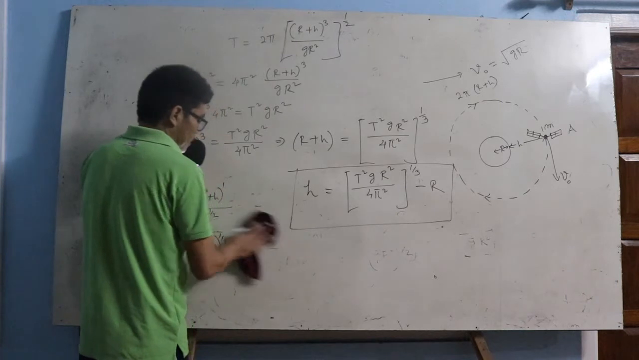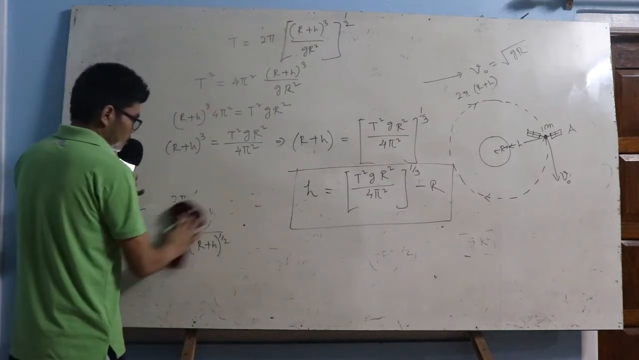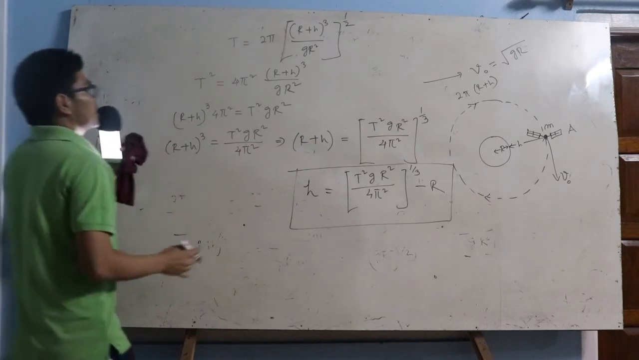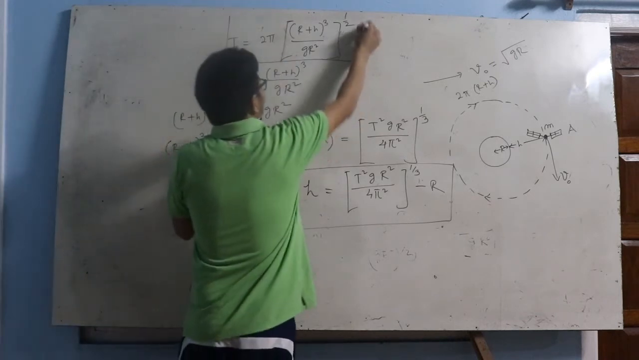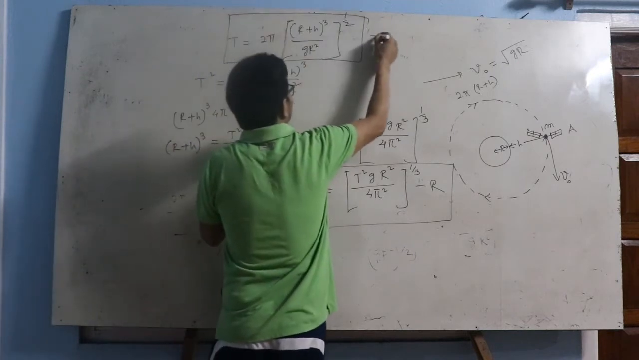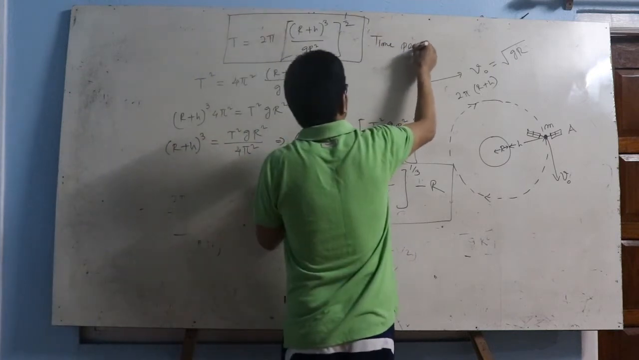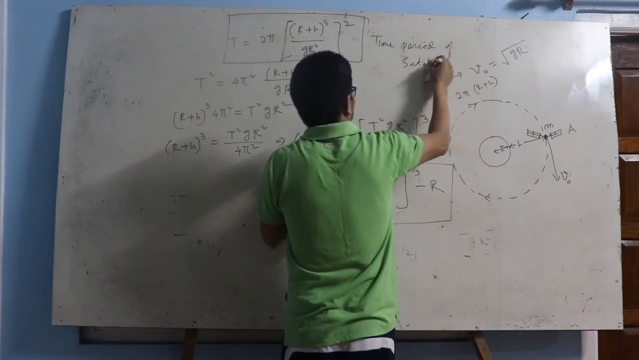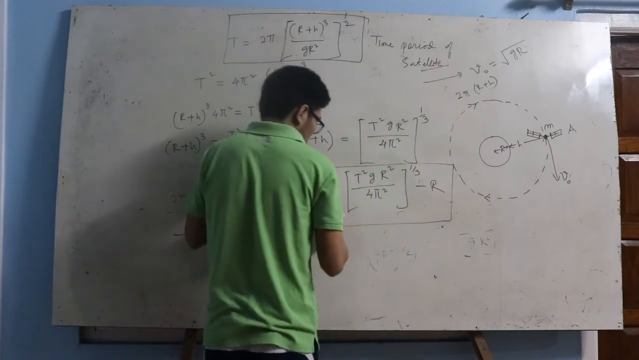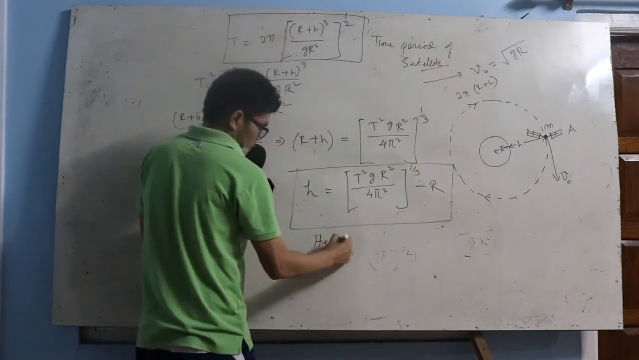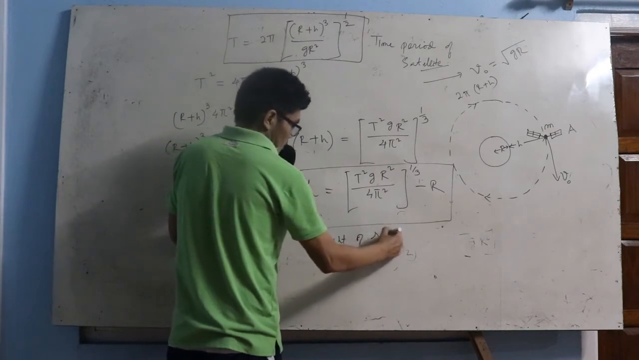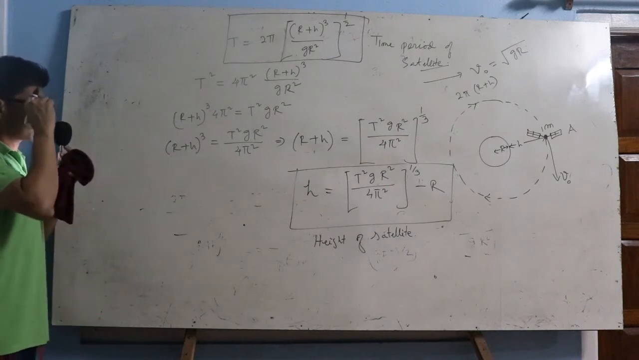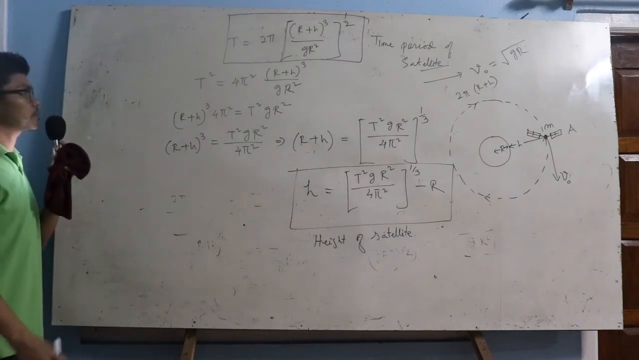And you can also find the time period. Time period, you can get it from here directly. This is already the time period of the satellite. And this one is used to find the height of the satellite. These two are very important formulas.